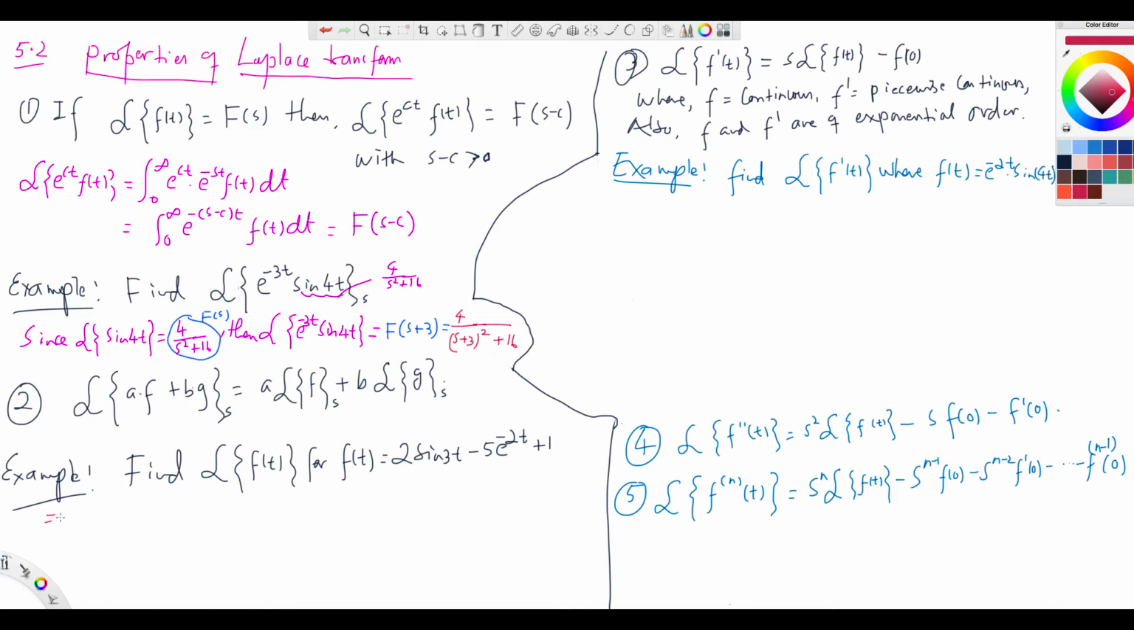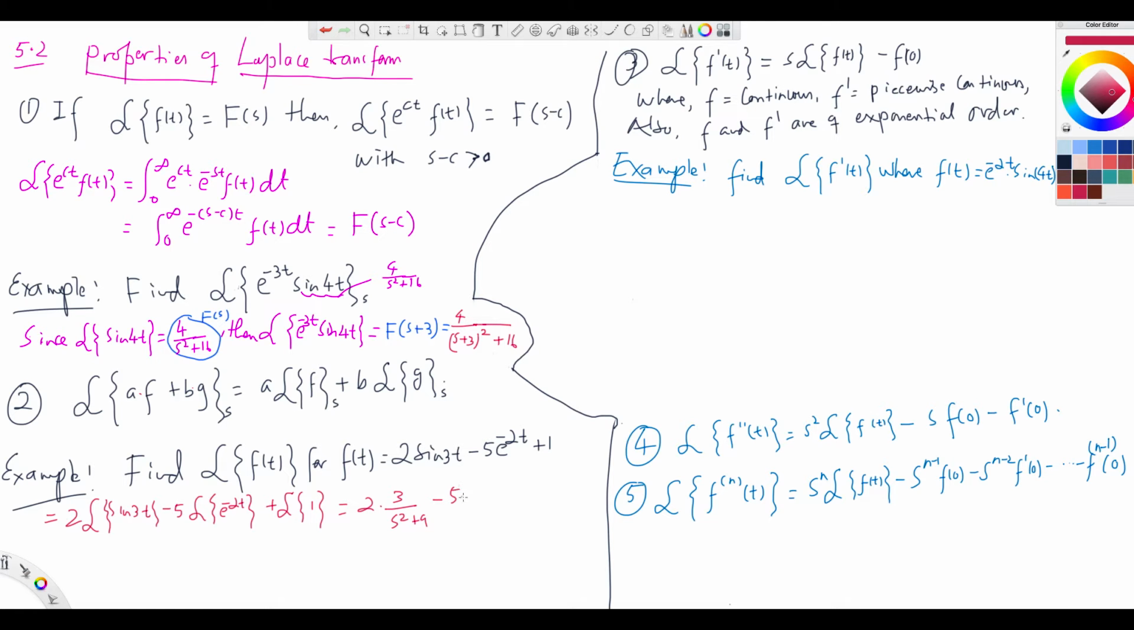So I can write this as 2 times the Laplace transform of sine 3t, right? And then minus 5 times the Laplace transform of e to the negative 2t, and then plus the Laplace transform of 1. Now you plug in those values. What is the Laplace transform of sine at? Sine at has a over s squared plus a squared, right? So it will be 3 over s squared plus 9, right?